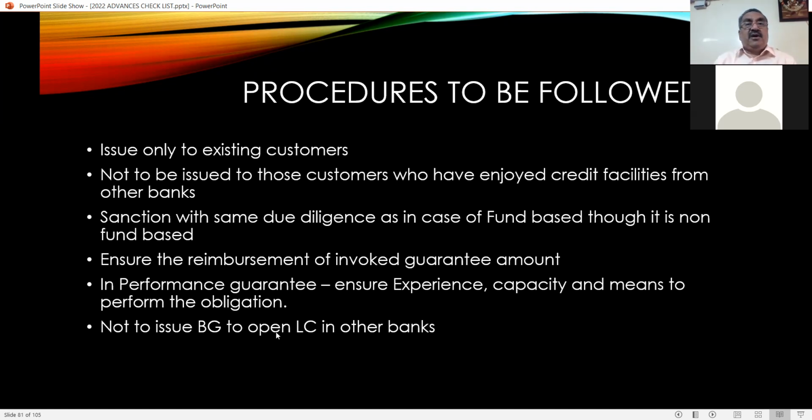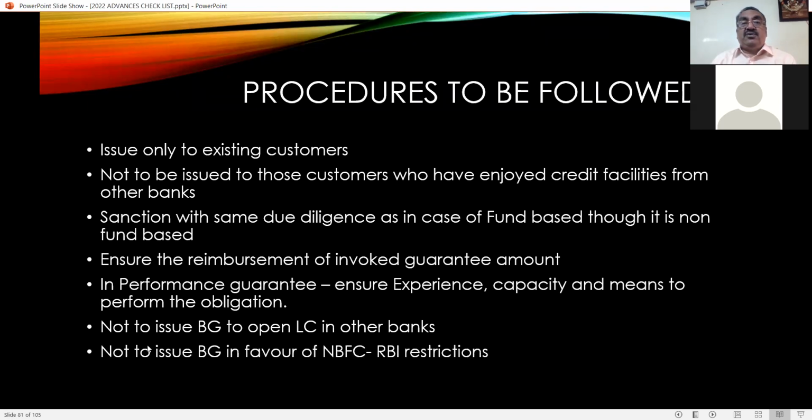This is another thing that you have to see, because whenever you verify the LC, BG register, you have to check this. And not to issue the bank guarantee in favor of NBFC. There's a restriction in RBI. Okay, Bharani, I'll come. Not to issue bank guarantee in favor of NBFC. That's the RBI restriction. Non-banking financial companies, no bank guarantee in favor of them. The bankers have to follow this.